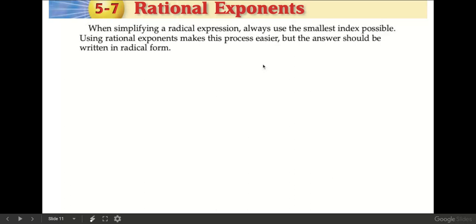When simplifying a radical expression, always use the smallest index possible, right? Index being the root. Using rational exponents makes this process easier, but the answer should be written in radical form. So sometimes you are asked to write things in radical form.